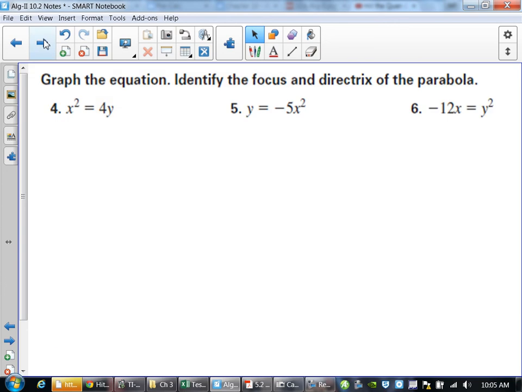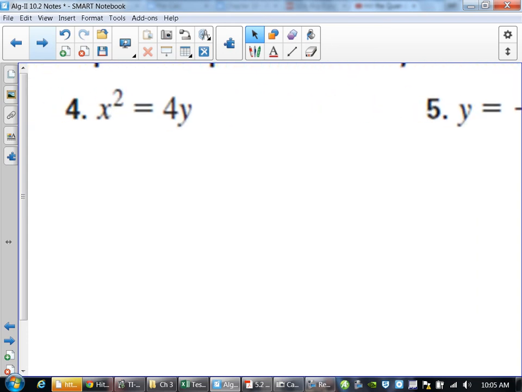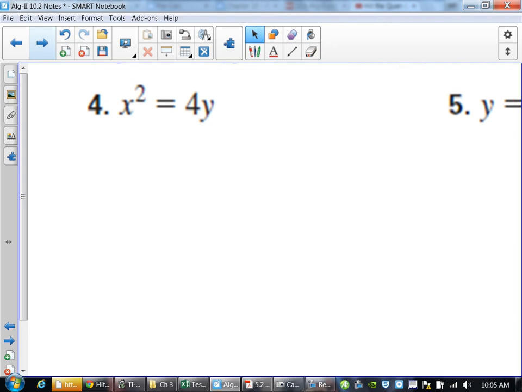Let's see, we have done x squared. All right, let's just do the first one then. This is pretty easy. Let's do an x squared: x squared equals 4y. What's our p value? You can probably do that in your head. Correct. So I have an x squared parabola.